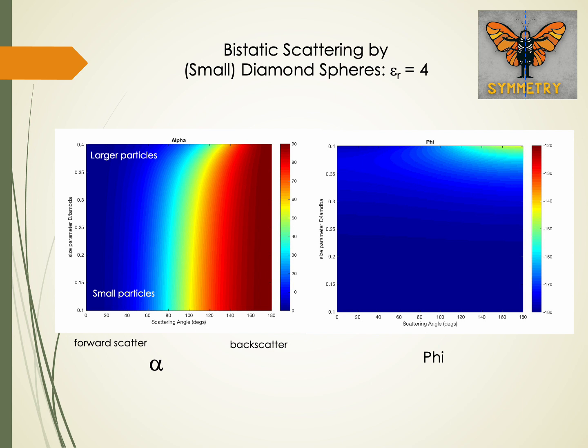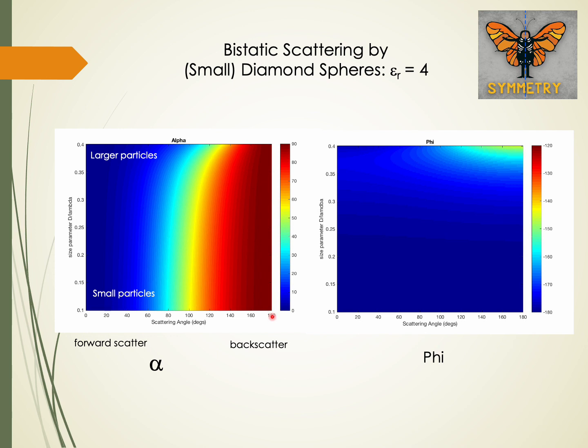So let's consider, well, an exotic sphere, why not? Let's choose diamonds. A diamond sphere, relatively small, and they have a dielectric constant epsilon r equal to 4. So these two-dimensional plots, this one here shows the scattering angle, so from 0 to 180 degrees.